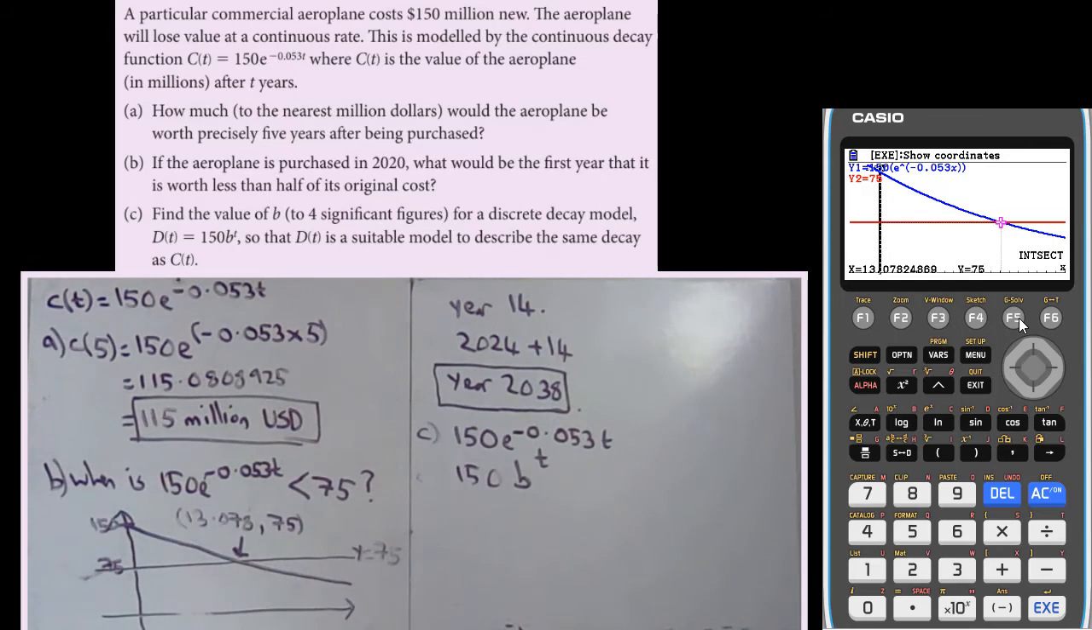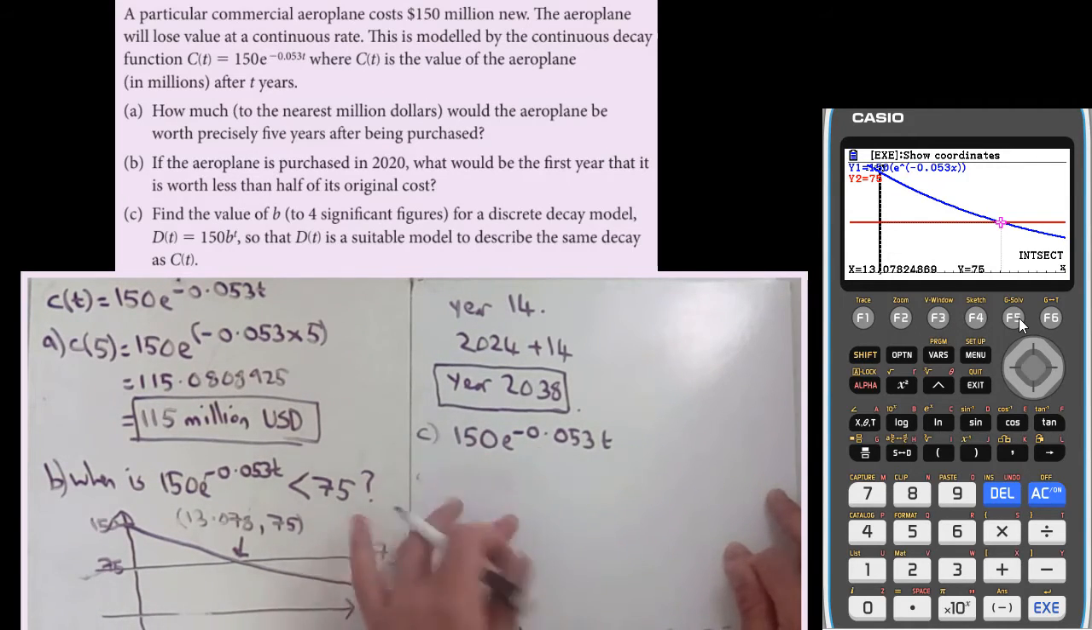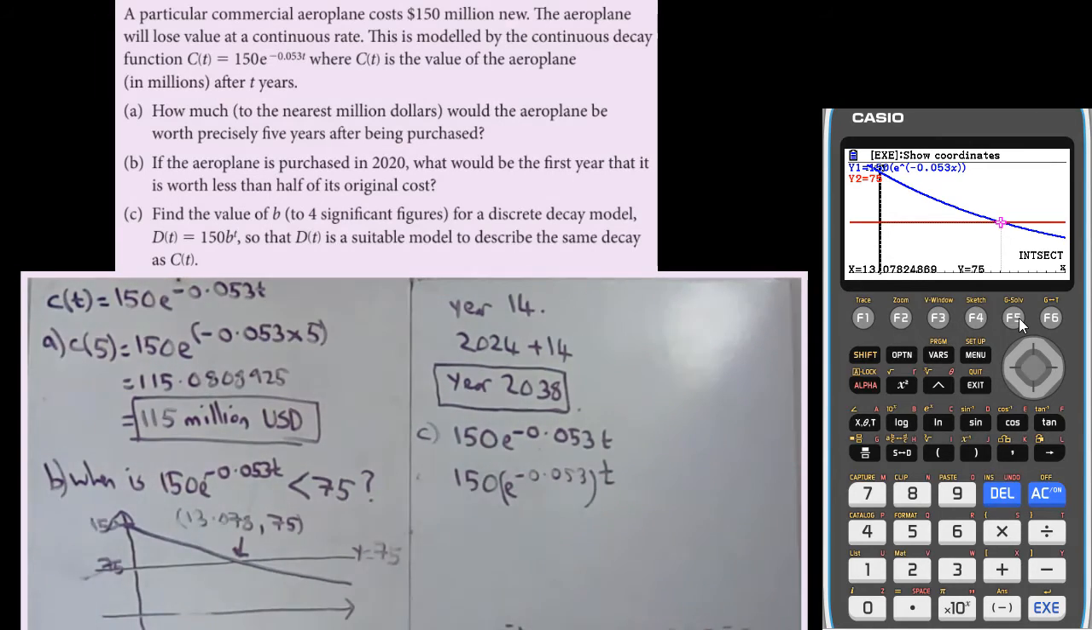So really, if I can just mess around with this, I should be able to find an expression for this b. So if we just say 150 e to the minus 0.053, and then I raise that to the power t, if you think about your basic index laws, the third one, this is a completely equivalent expression. So that must mean that this e to the minus 0.053 could be our b. So all I need to do is go to the calculator and work out what e to the minus 0.053 is.